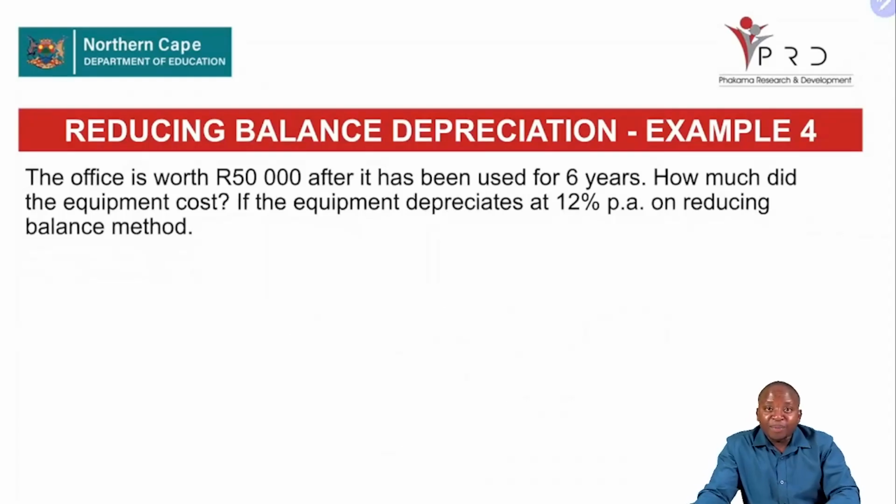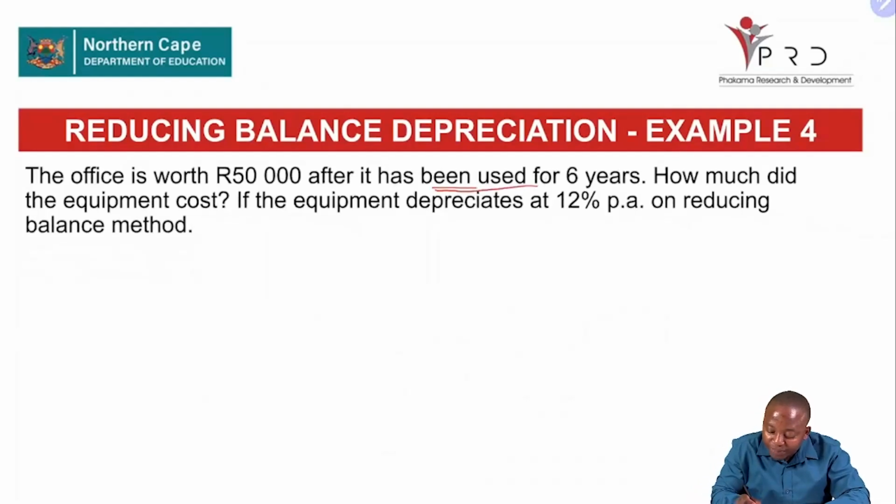Right, welcome back, Beetles. Now let us look at the solutions to this activity. We are told that the equipment is worth 50,000 after it has been used for 6 years. How much did the equipment cost if the equipment depreciates at 12% per annum on a reducing balance? So after it has been used for 6 years, it was worth 50,000.